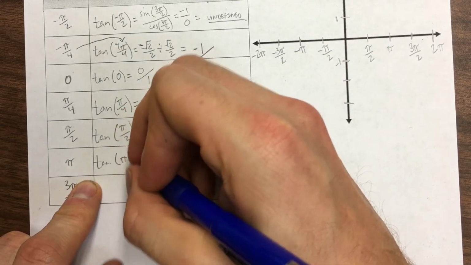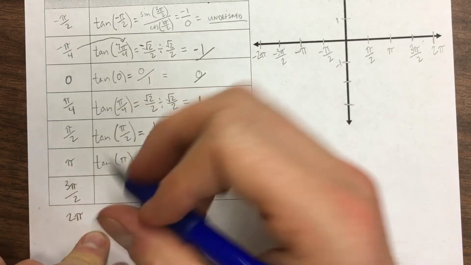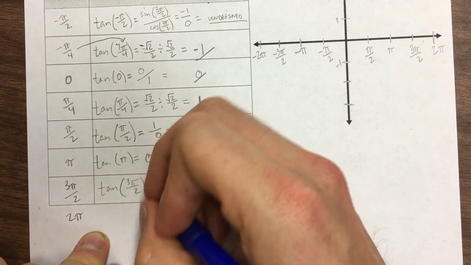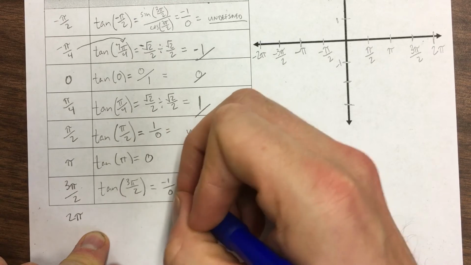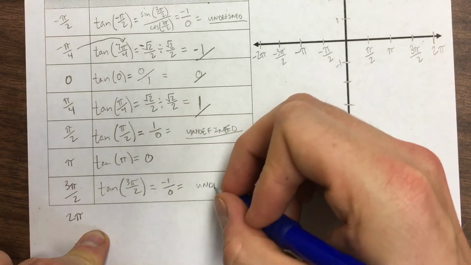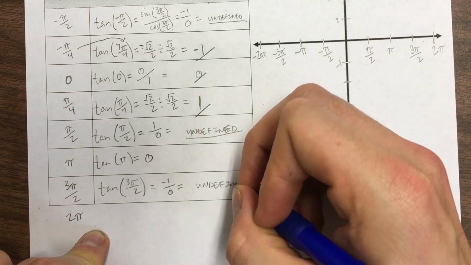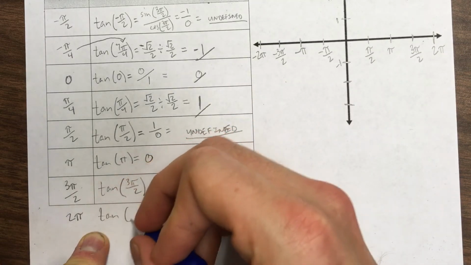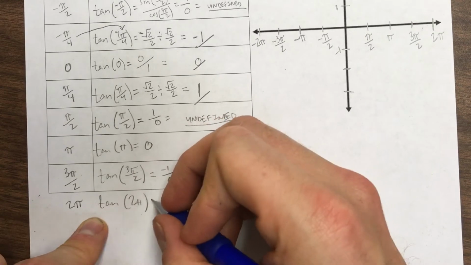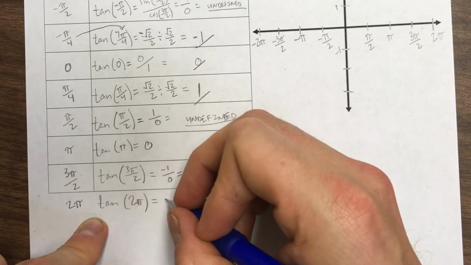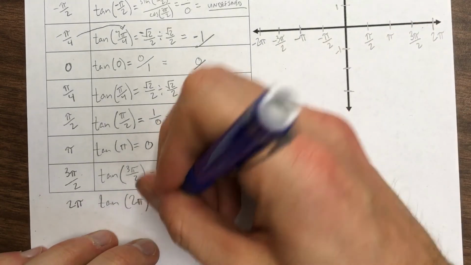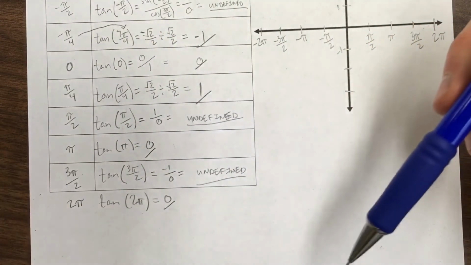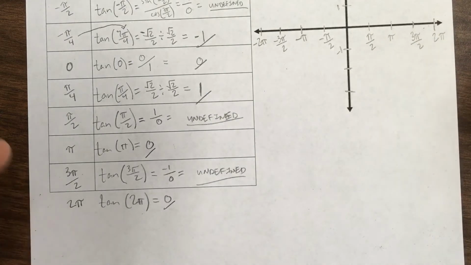At pi, it would be 0. You might want to verify just for yourself, because I'm going a little quicker here. And at 2 pi, tangent is going to equal 0. Did most of them. If you want to check pi and 2 pi, make sure I'm doing that right. That might be a good thing. I can make mistakes. You know what I mean?